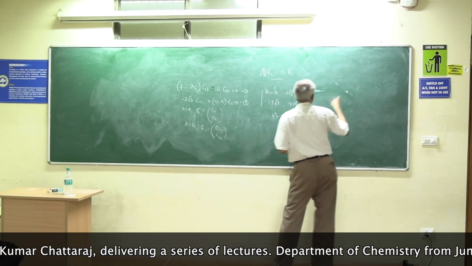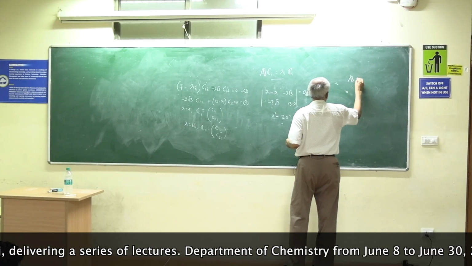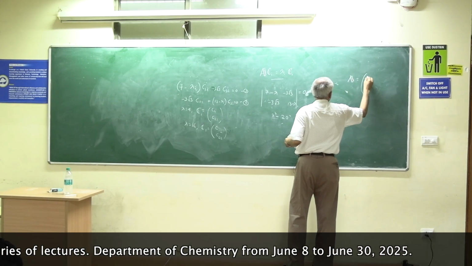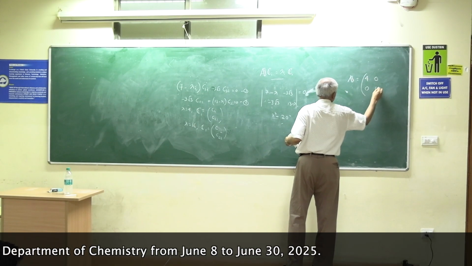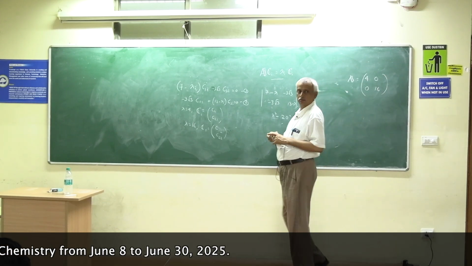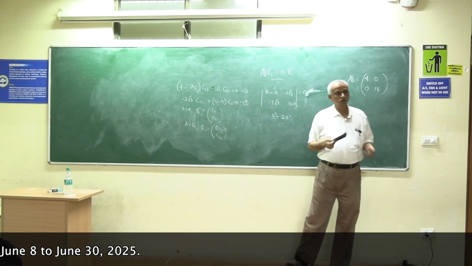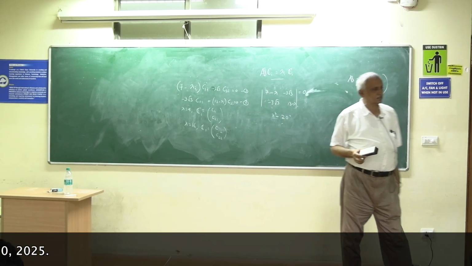And this also I am writing here, what is your lambda? This is 4, 0, 0, 16. This is your diagonal eigenvalue matrix, isn't it?